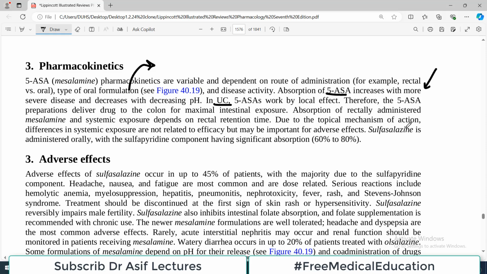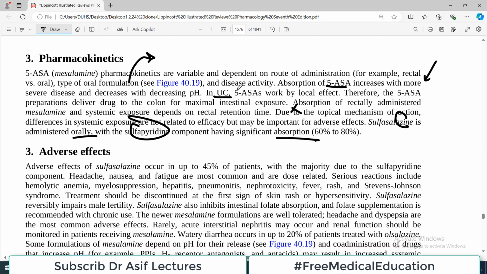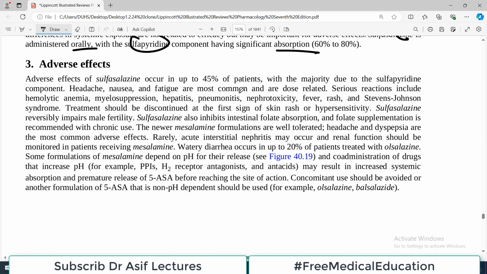Sulfasalazine is administered orally, while the sulfapyridine component has significant absorption. But now with the newer formulations, the absorptive capacity has been reduced so that more drug reaches the site of inflammation. Obviously, like other drugs, it also has side effects, and they occur in almost half of the patients, and by and large are due to the sulfapyridine component of the drug. Headache, nausea, fatigue, they are very common.